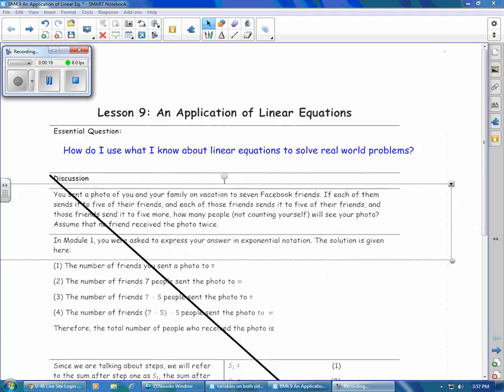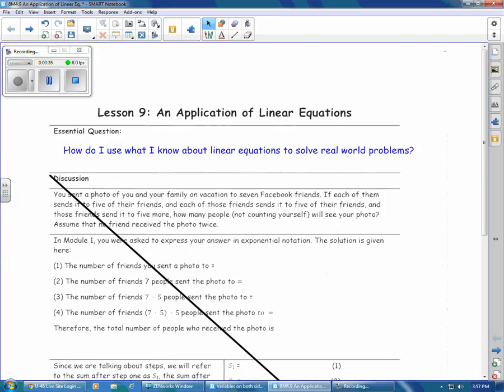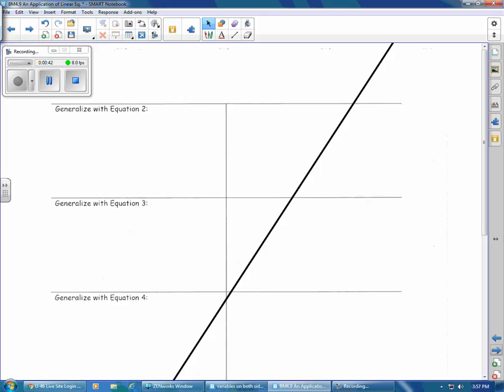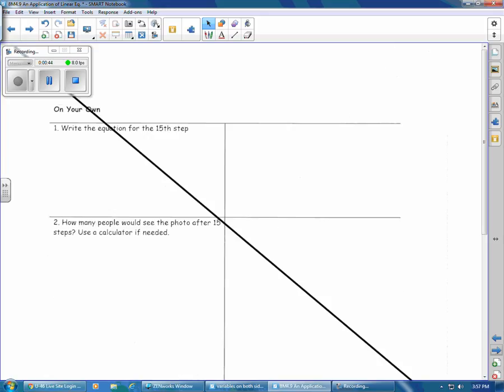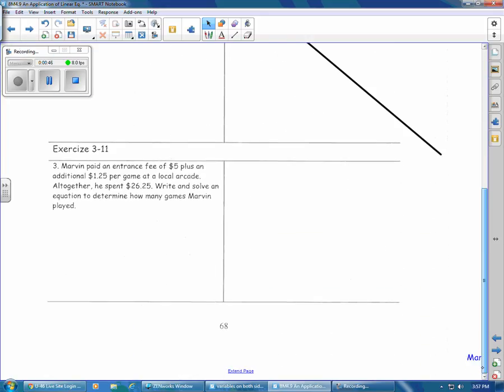problems? The first discussion question is related back to Module 1 on exponential growth, and it's a question about Facebook and sharing a photo and how if everybody shares it, with 7 people, how fast it grows. We did not do this problem. We skipped this problem, which was an option in lesson 1, or module 1, I should say. So we're also going to skip it here. And we're going to go all the way to page 68, and we're going to do the alternate problems.